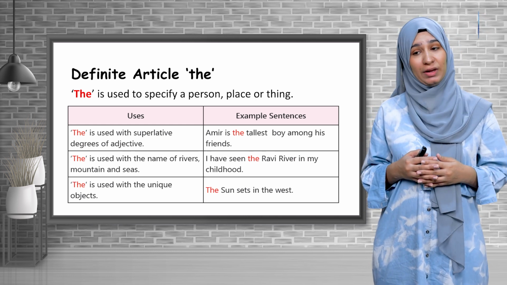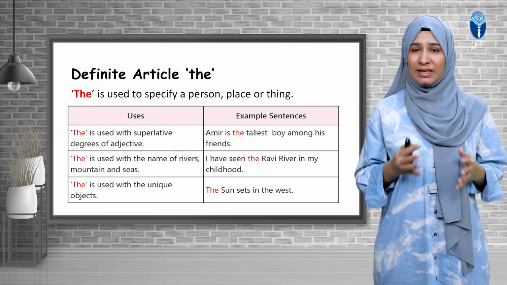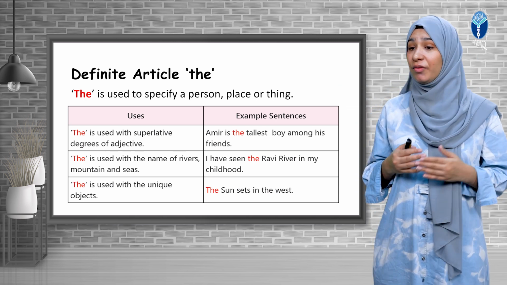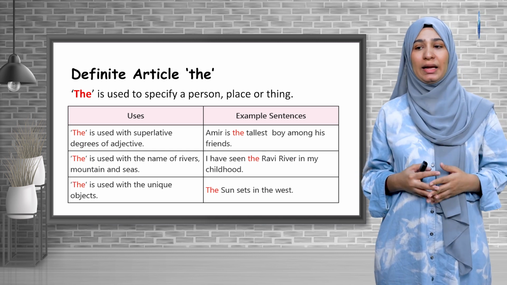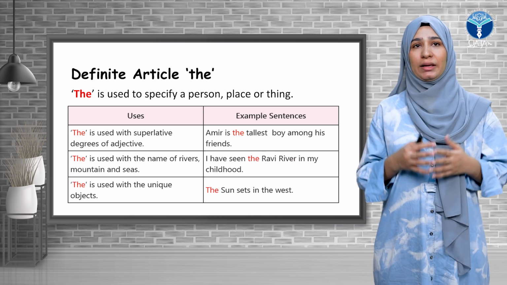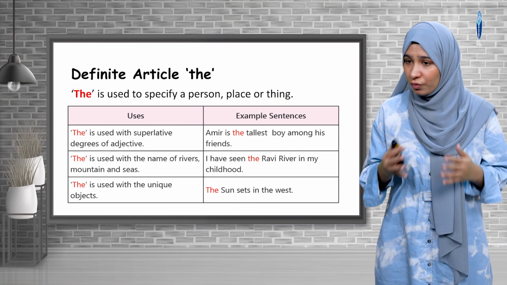Yes, very good. Well done. You're intelligent. The sun sets in the west. We are using article the before the word sun because we have only one sun and that is a unique thing. And we are using the article the with the unique object. Well done class. I hope that you have understood this concept very well.